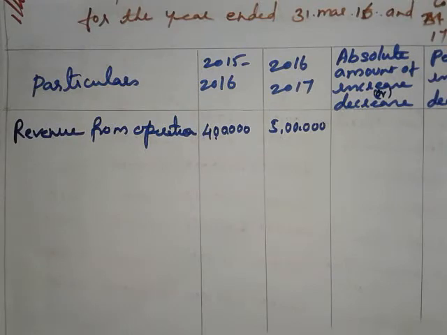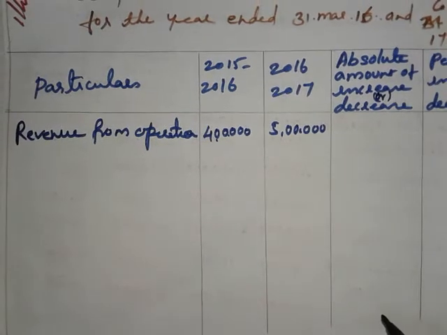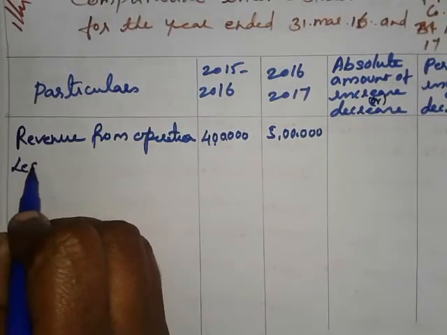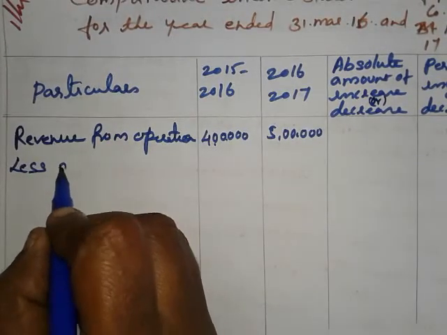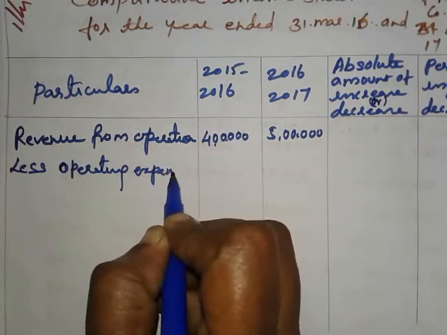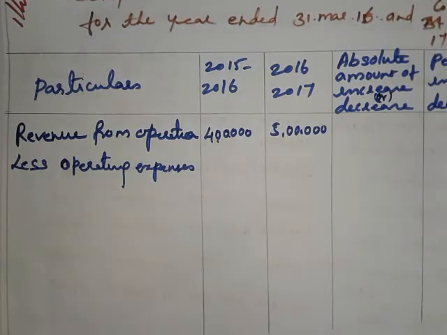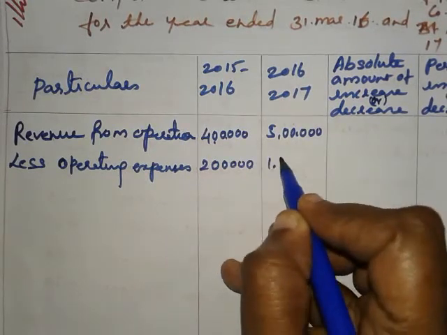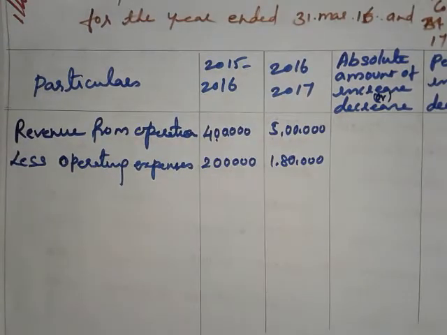Next, there is no other income, so you can write operating expenses. Revenue from operations is income, and you have to deduct the operating expenses. You have to write the operating expenses. The operating expenses are 2 lakhs and 1 lakh 80,000. So I am writing here 2 lakhs and 1 lakh 80,000.